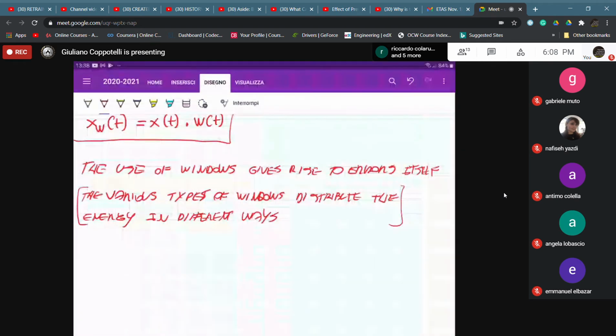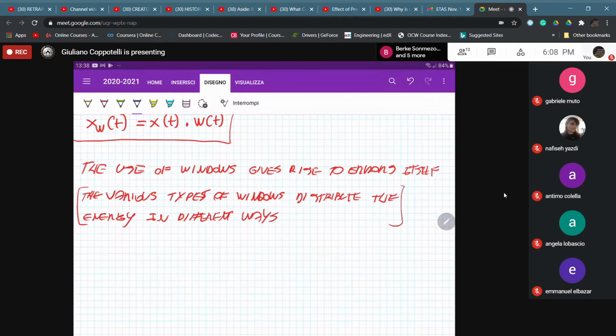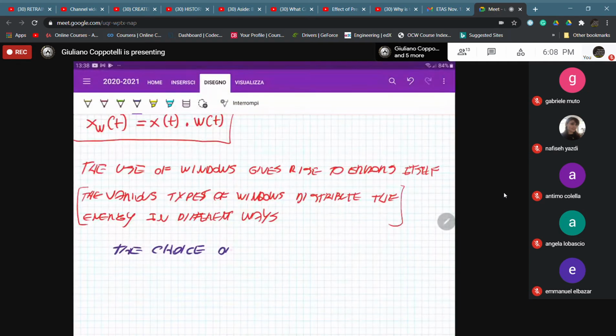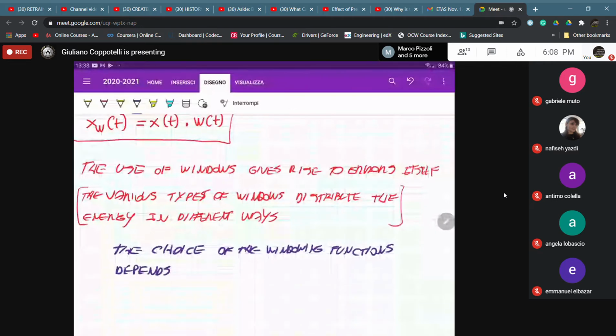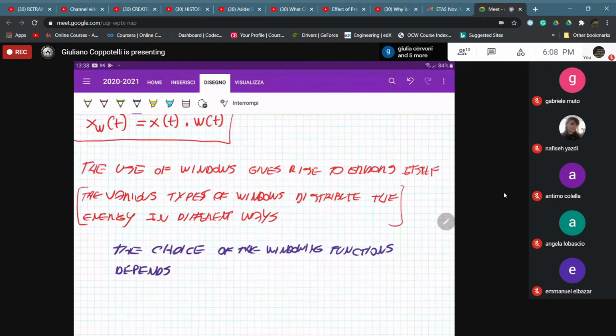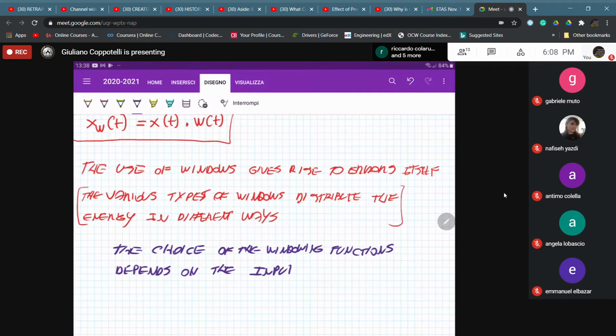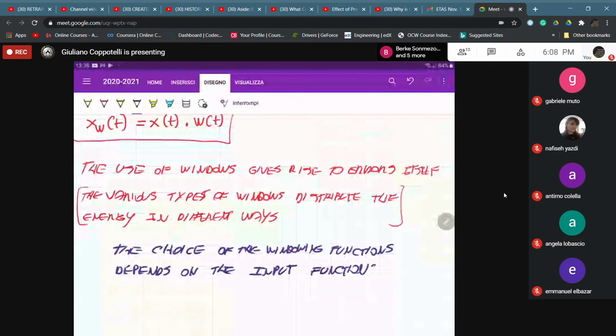So the choice of the windowing function depends on the input function, of course, and what you have to do.